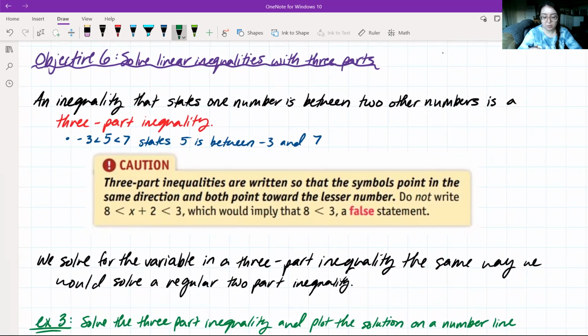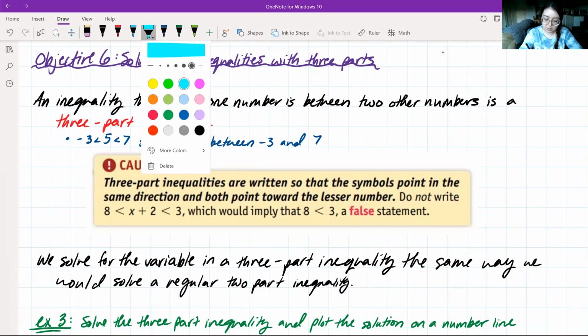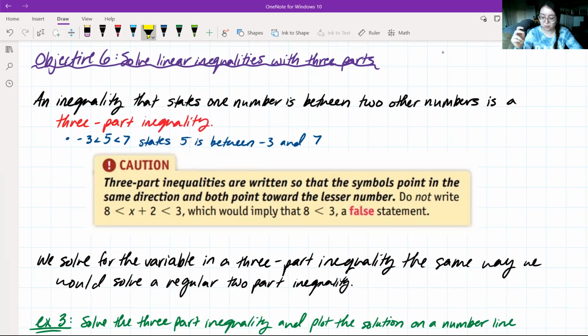Objective 6. We want to solve linear inequalities with 3 parts. An inequality that states one number is between two other numbers is a 3-part inequality. Something like -3 is less than 5 is less than 7 states that 5 is between -3 and 7. A word of caution: 3-part inequalities are written so that the symbols point in the same direction and both point towards the lesser number.